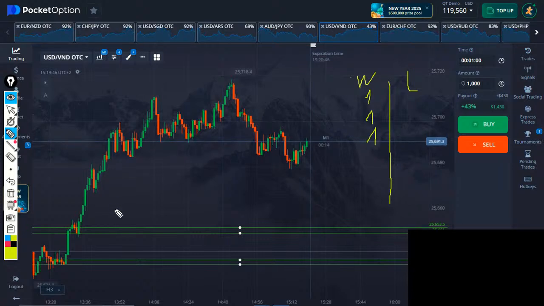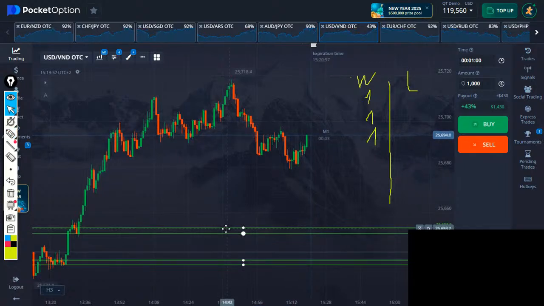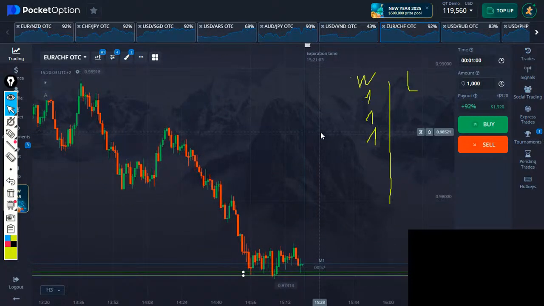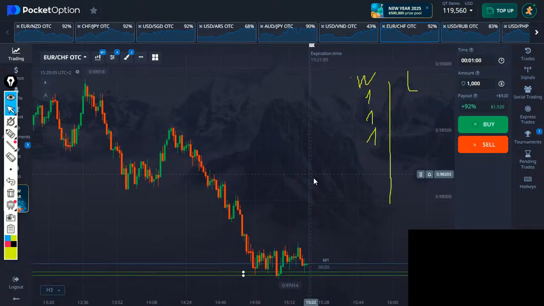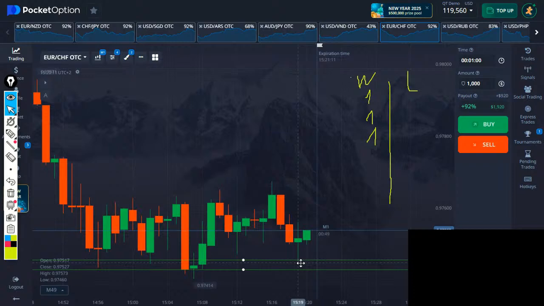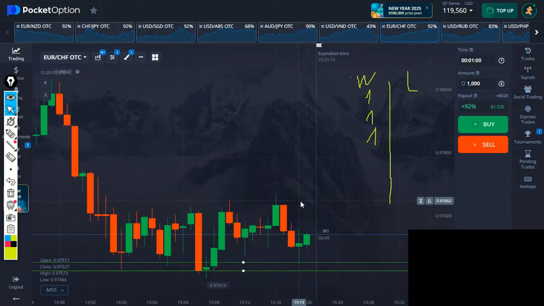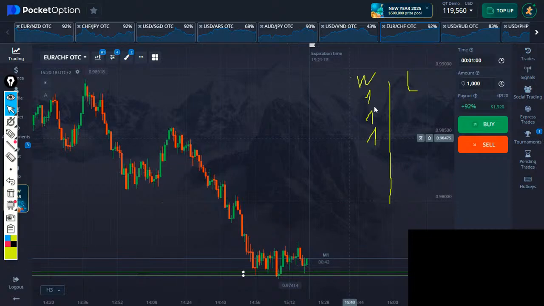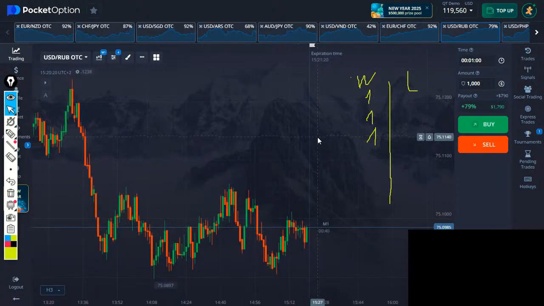Okay, so let me remove those. Okay, let's keep on testing different pairs. See what a beautiful rejection we have here. Exactly from the zone, it rejected to the upside. Beautiful. Let's see more.